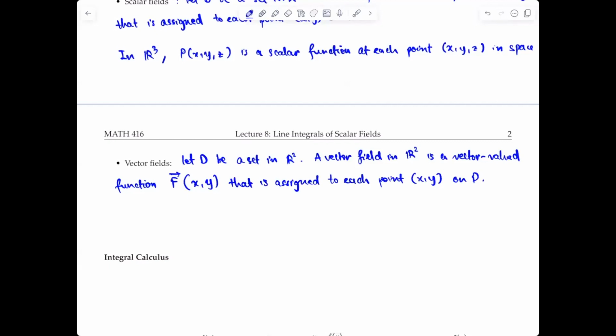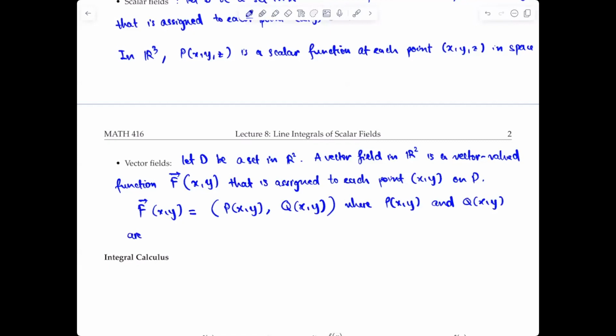You can carry the same definitions for the vector valued function or the vector field in 3 dimensions as well. But in practice, usually the vector valued function or the vector field can be written as f of x comma y is equal to p of x comma y, q of x comma y, where p of x comma y and q of x comma y are scalar fields, or real valued functions.